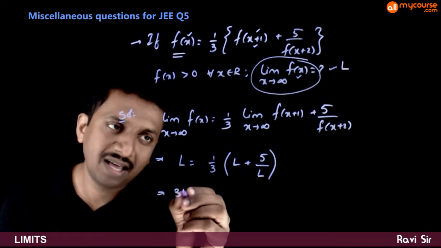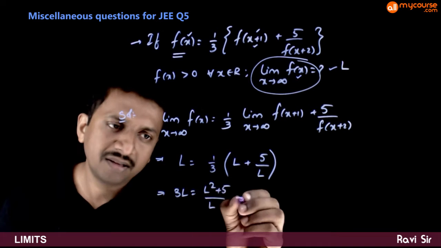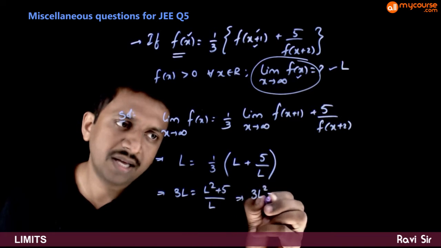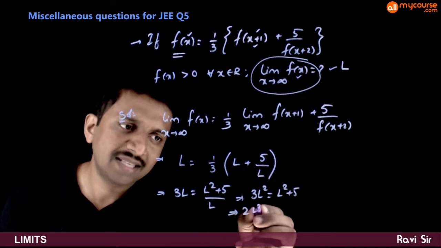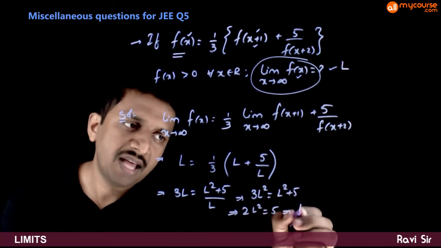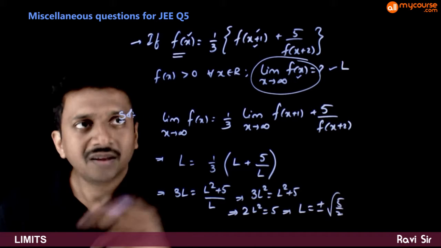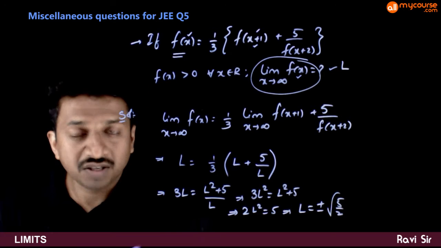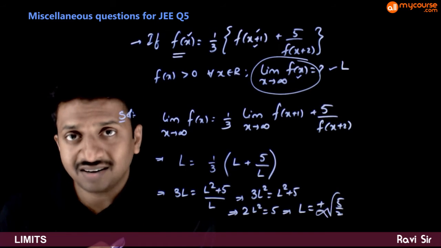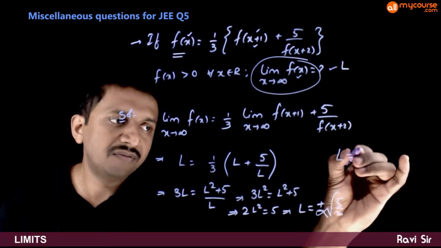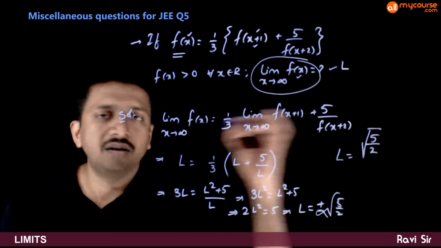This implies 3L is equal to L squared plus 5 by L. This implies 3L squared is equal to L squared plus 5, so 2L squared is equal to 5. L is equal to plus or minus root of 5 by 2. But it's given that f(x) is always positive, so the negative has to be discarded. So the value of this limit is the square root of 5 by 2.